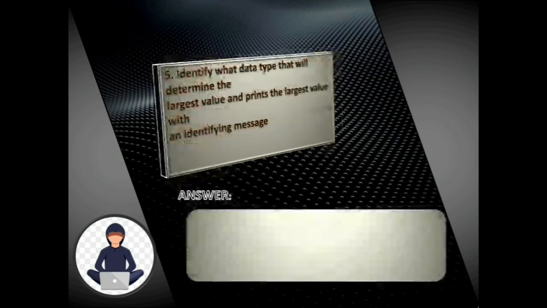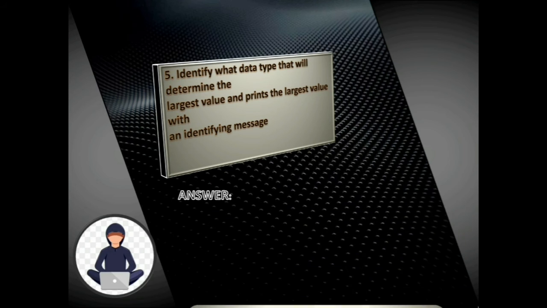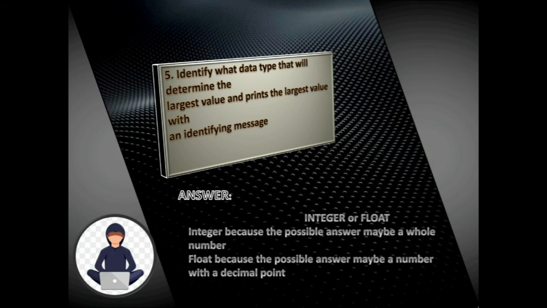5. Identify what data type will determine the largest value of the inputs and print the largest value with an identifying message. The answer is integer or float. Integer because the possible number may be a whole number. Float because the possible answer may be a number with a decimal point.